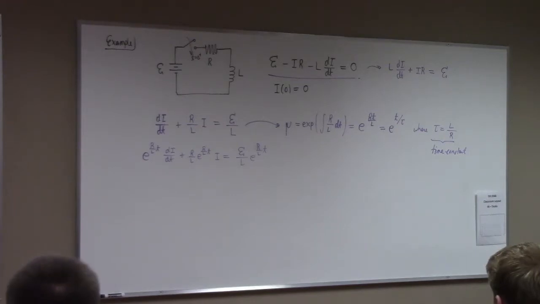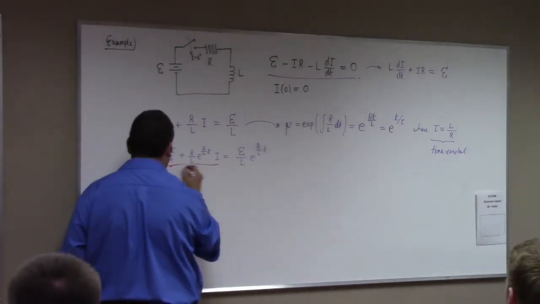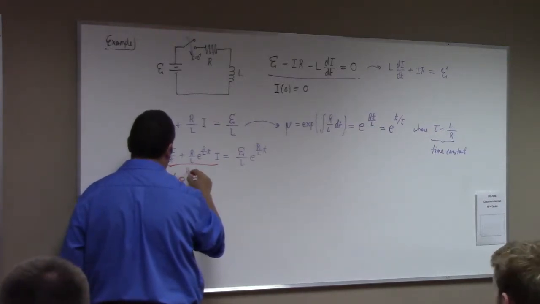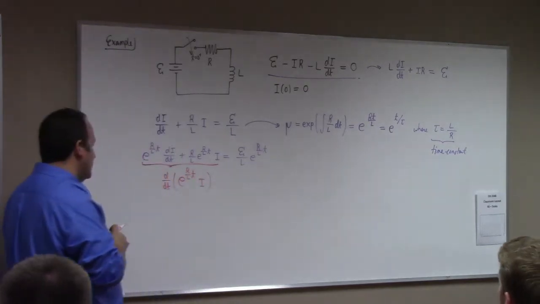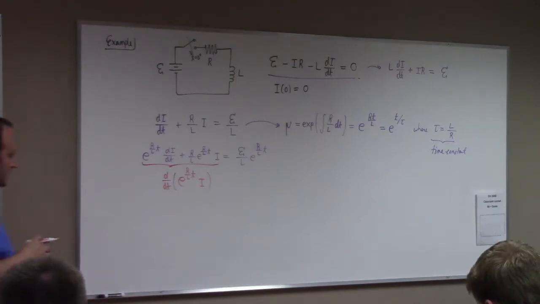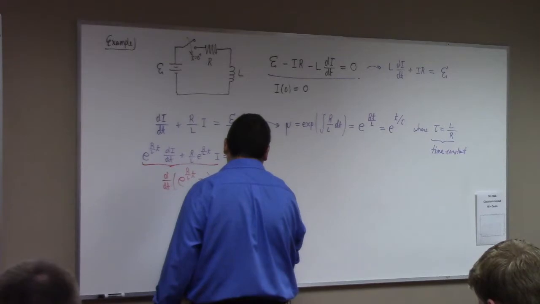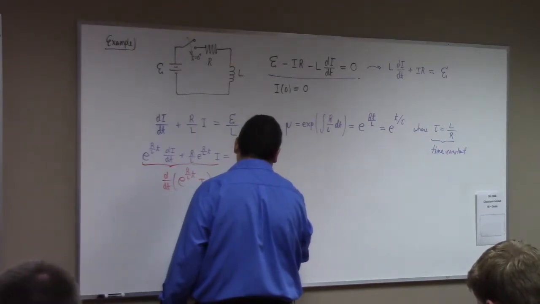Now, if I did this right, we should be able to do the reverse product rule, right? And I think that's the case. This is d/dt of e to the R over L times t times I, and that's equal to the voltage divided by the inductance times the exponential of Rt over L.